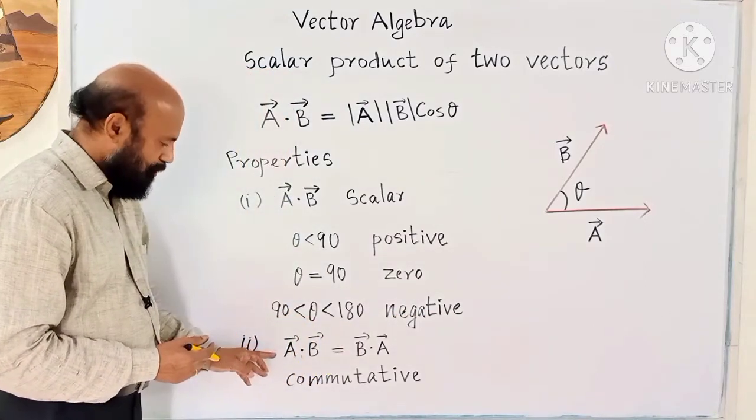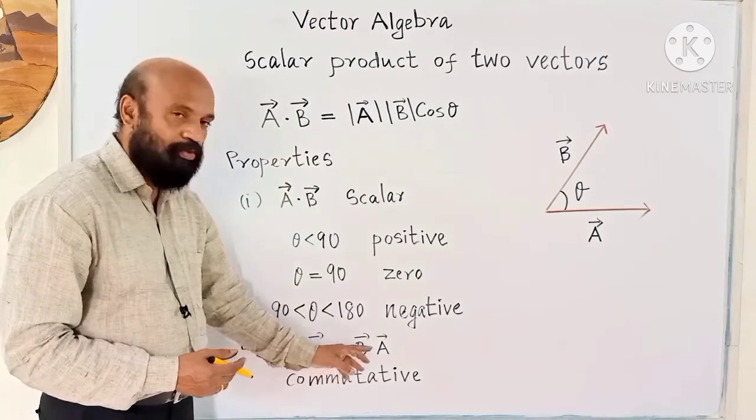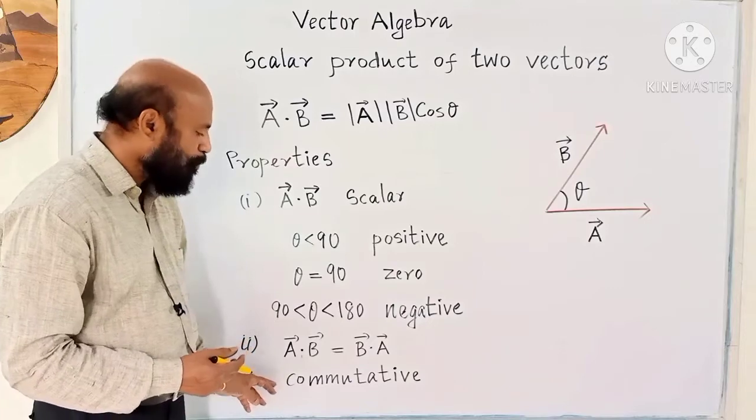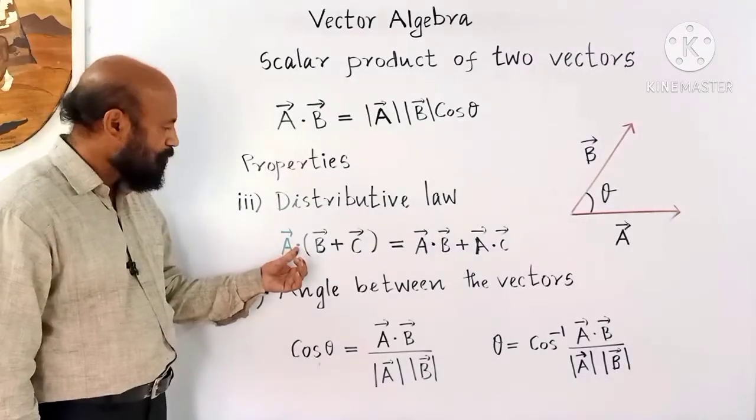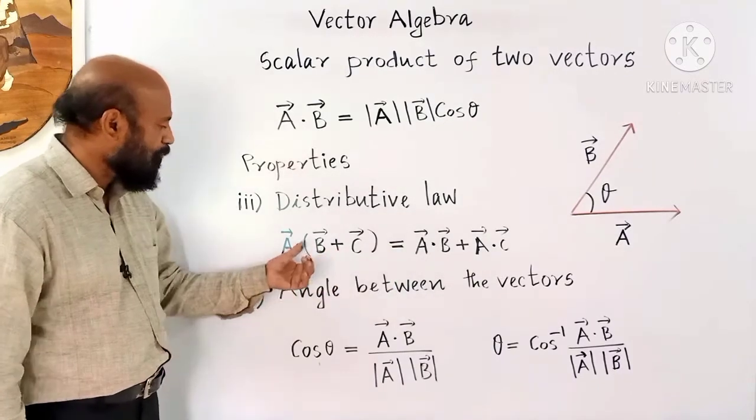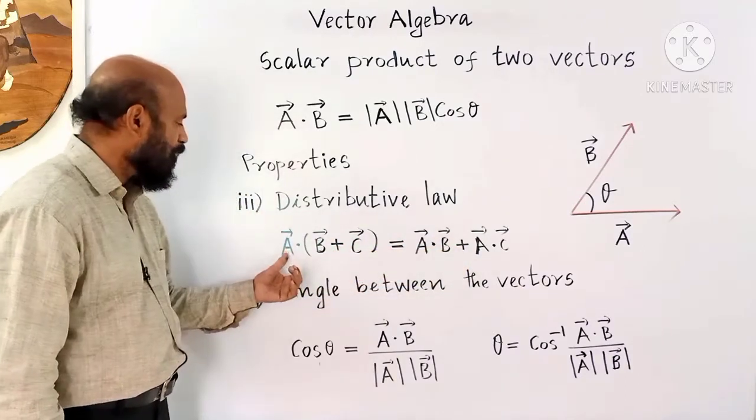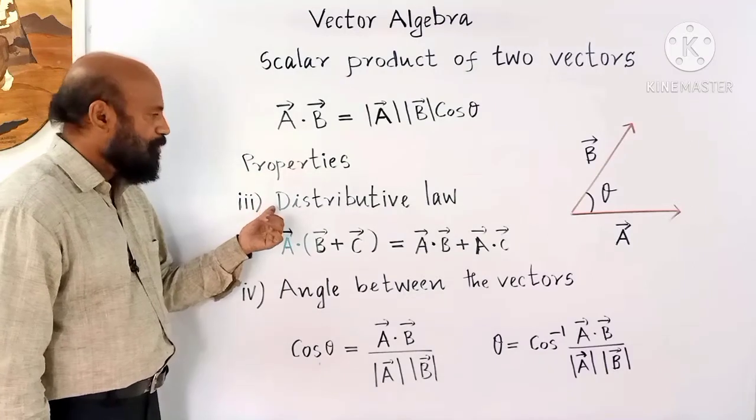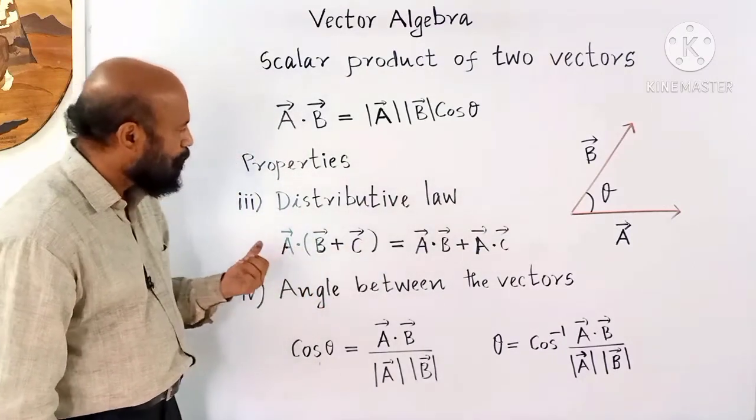Then second property, A vector dot B vector is equal to B vector dot A vector. That means scalar product is commutative. A vector dot B vector plus C vector is equal to A vector dot B plus A vector dot C. So this property is distributive property.